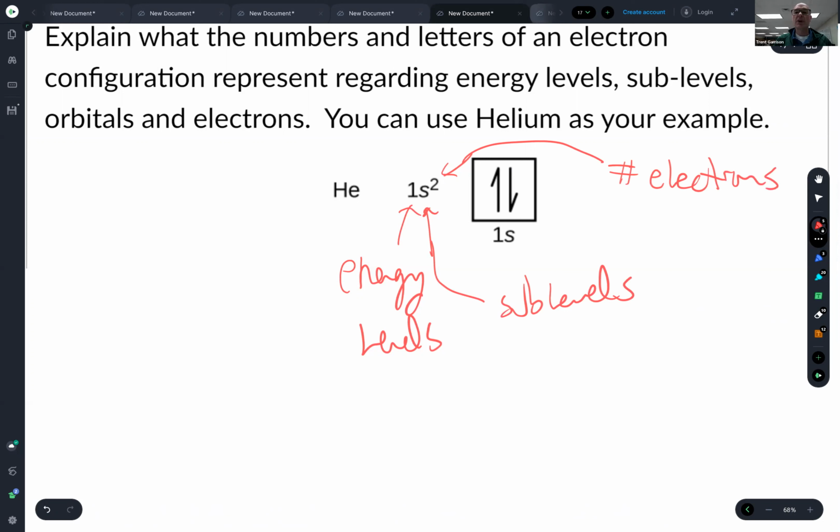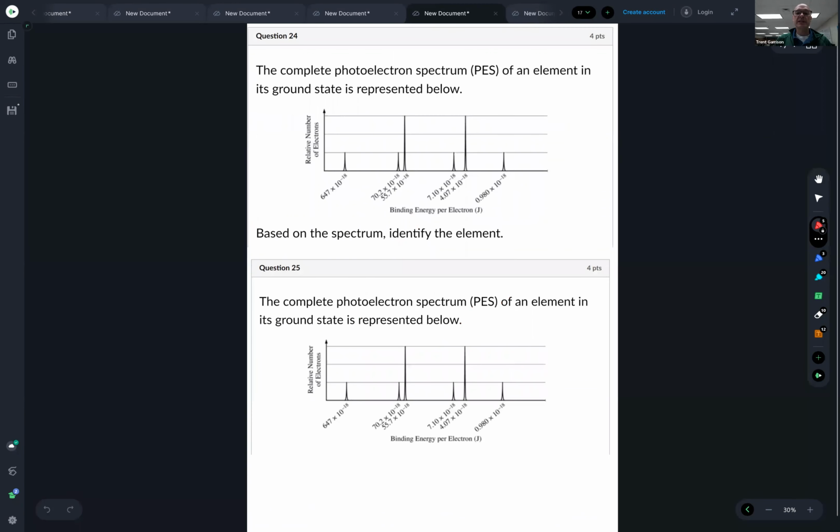All right, moving on. If we were to look at these 2 graphs, what element is this? Well, I'm going to start with number 25. You start with the highest value. This is larger, 647 is larger than 0.9, so this is the 1s2. Then you go to the next in your electron configuration, 2s2, 2p6, 3s2, 3p6, and this is 4s2. If I add up all of those values together, I get 20. That is calcium.